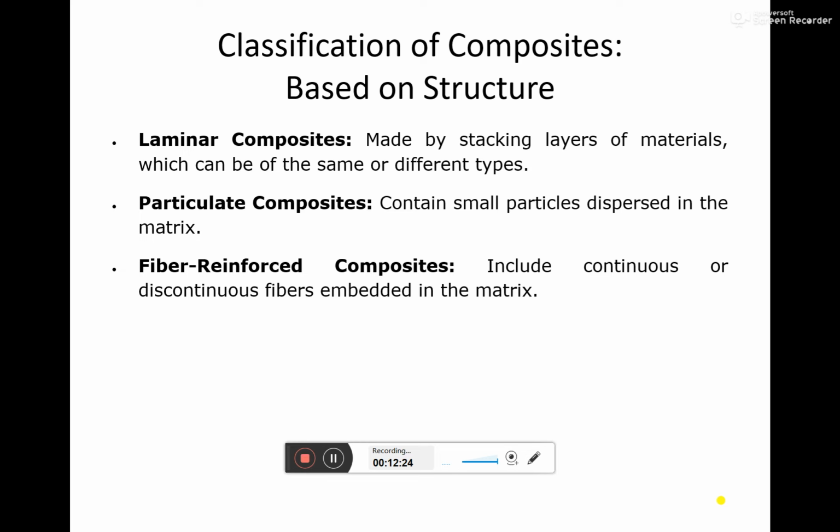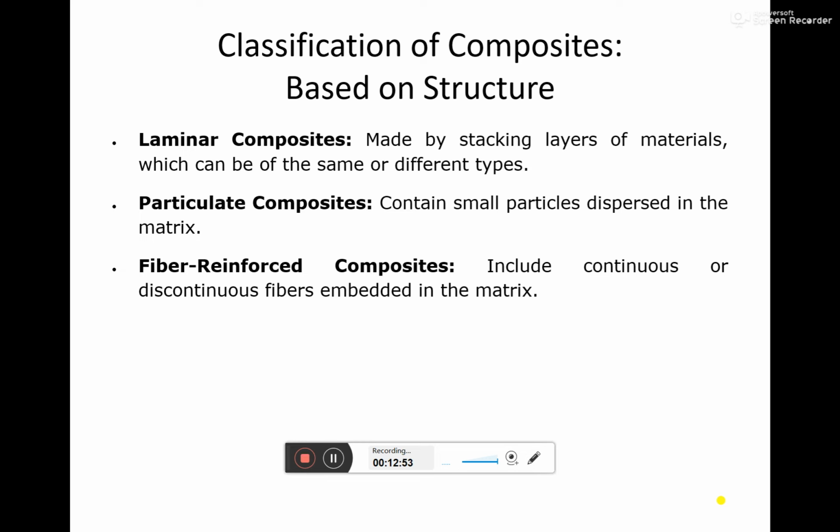So in the laminar composites, mainly we are going to apply different layers of material one over the other. Such types of things we call laminar composites. Mainly these laminar composites are made by stacking layers of materials. We are going to add one layer over the other.